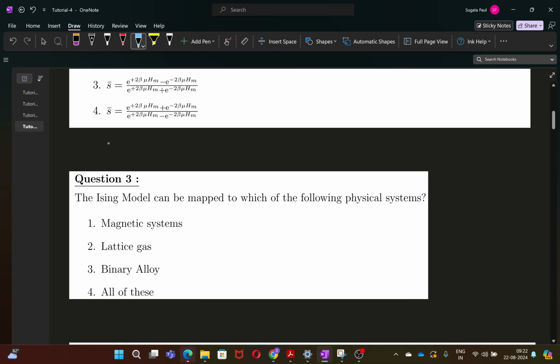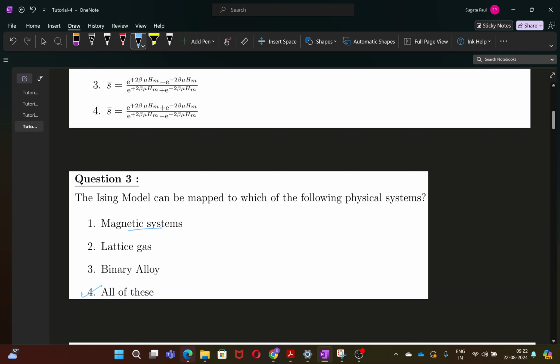Now let us go and read question number 3. It is asking that the Ising model can be mapped to which of the following physical systems? 1 is magnetic systems, 2 is lattice gas, 3 is binary alloys, and 4 is all of those. Now, here you know that this answer will be all of those, because all of them satisfy a condition that actually makes the Ising model compatible to explain each of the systems.